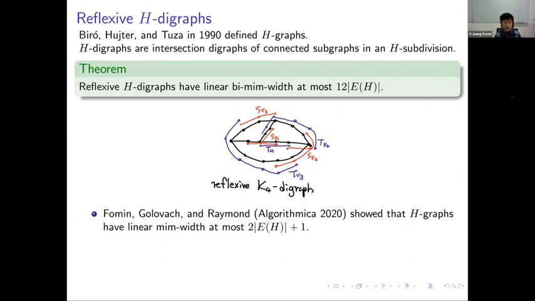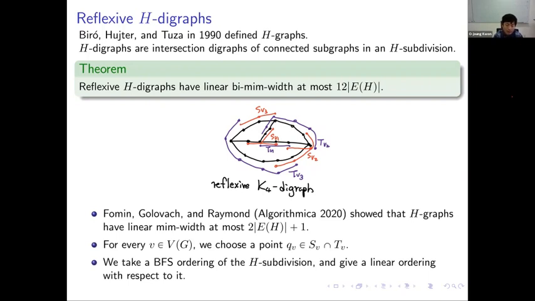So the proof idea is the same as for interval graphs. For every vertex, we choose a point QV in the intersection. But now we take a BFS ordering starting from some point, and we give a linear ordering with respect to it. So we just take a BFS ordering of the H subdivision, and then by looking at the appearance of the QV, we give a linear ordering of them. Because each branching path is divided into at most three maximal paths, which are contained in A or A bar, this gives an argument that you can bound the linear bi-mim-width. So basically it reduces the argument to the interval digraphs.